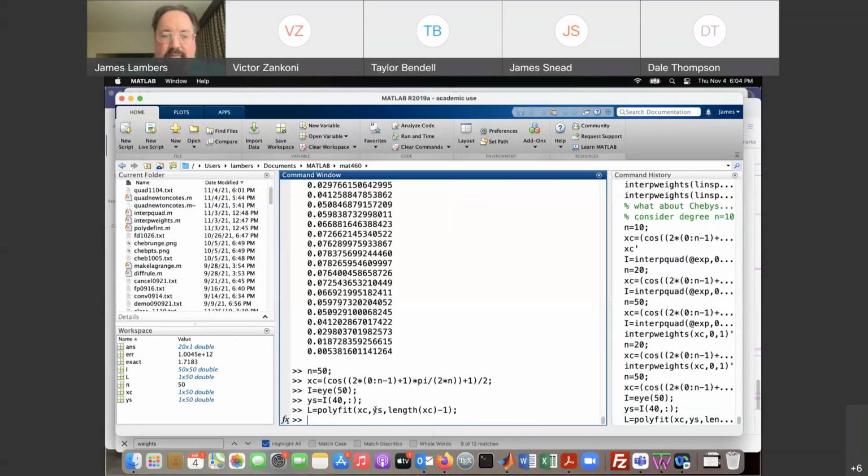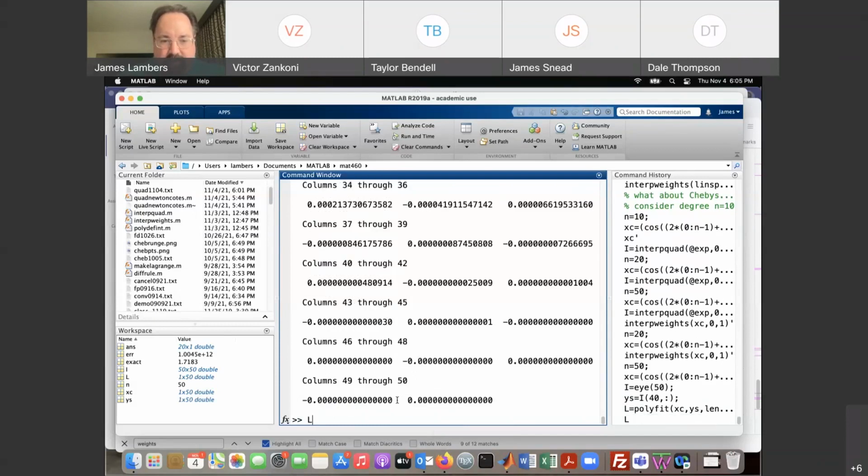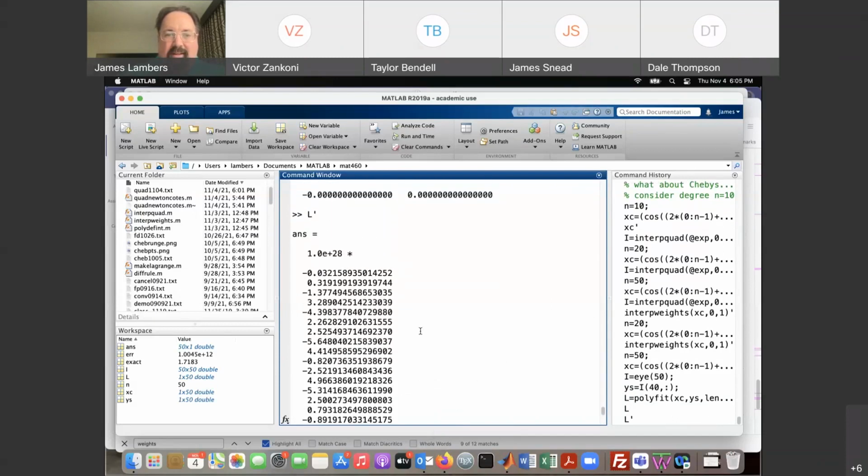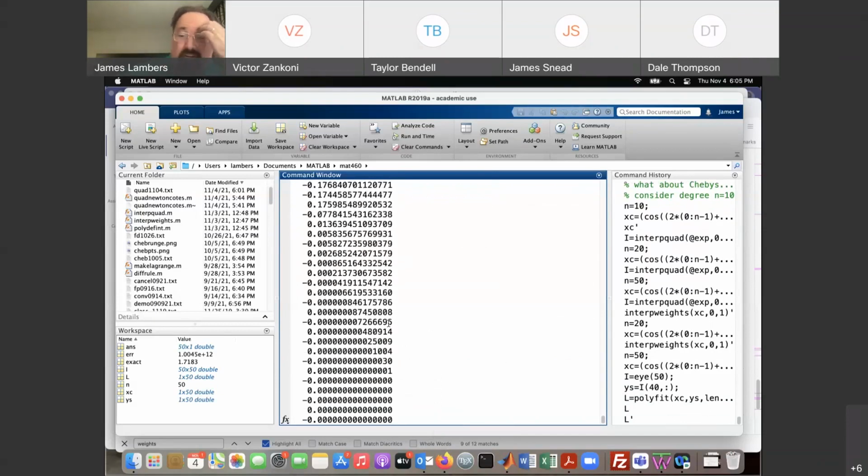Okay, so here we have the coefficients of a Lagrange polynomial. Let's take a look at those coefficients. This will be of degree 49. Oh, I need to make it a column vector so we can see. Yeah, look how crazy these numbers are. Magnitudes all over the map. These last coefficients, we don't really have those very accurately.